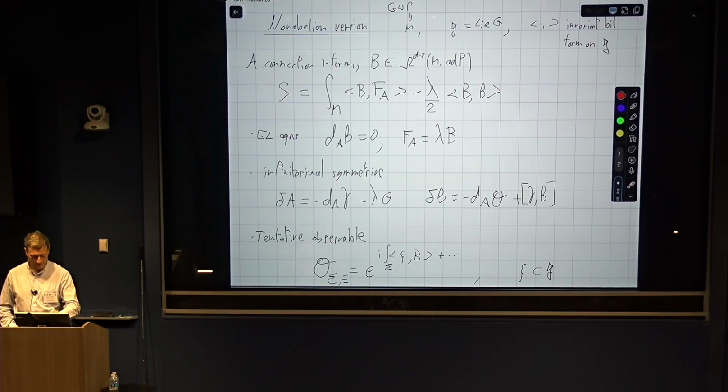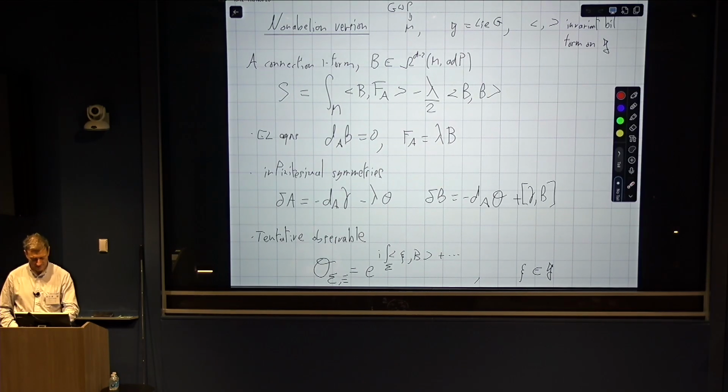I will focus just on the Lie algebra of the Lie group, and the action is written here. So as I said, A is a connection, B is a two-form in the adjoint bundle. Well, if you are in 4 dimensions, this is just a two-form, and I can also add this other term. These are, again, the equations of motion. Again, if lambda is different from 0, this equation is a consequence of the Bianchi identity.